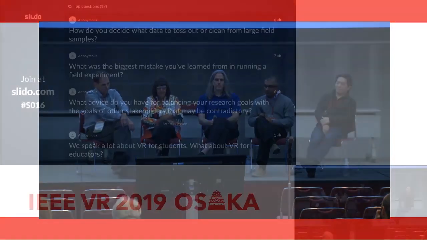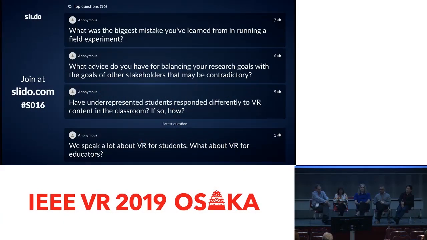Okay, so I think we're running out of time. So this is the last question that we're going to try to answer as a panel. Let's end with, what was the biggest mistake you've learned from in running a field experiment? It's like an interview question, right? What's your greatest weakness? And you have to say, my greatest weakness is I care too much and I work too hard.